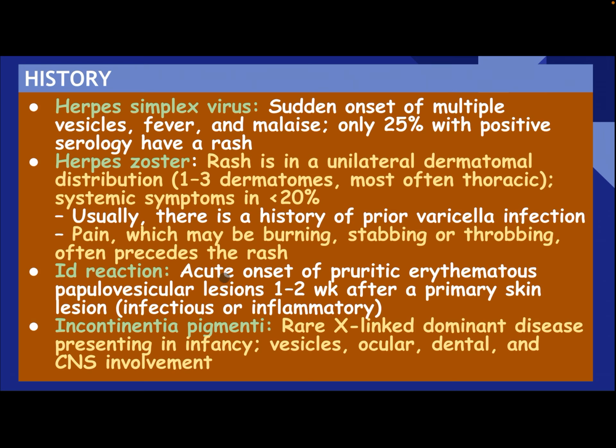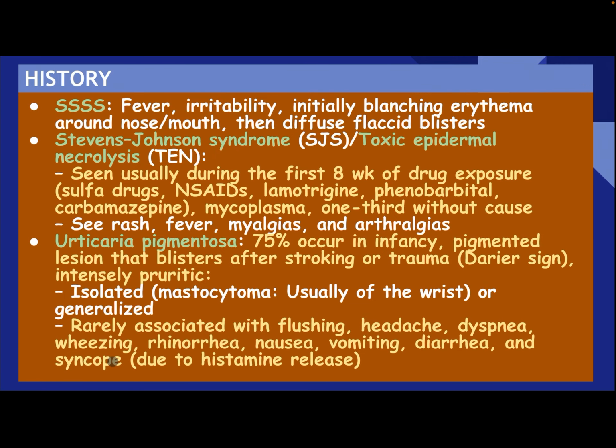Id reaction: acute onset of pruritic erythematous papulovesicular lesions, 1 to 2 weeks after a primary skin lesion, infectious or inflammatory. Incontinentia pigmenti: a rare X-linked dominant disease presenting in infancy, with vesicles and ocular, dental, and CNS involvement. Staphylococcal scalded skin syndrome: fever, irritability, initial blanching erythema around the nose and mouth, then diffuse flaccid blistering.